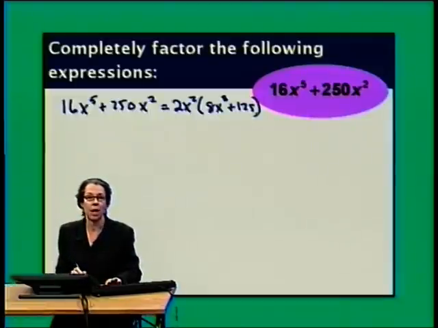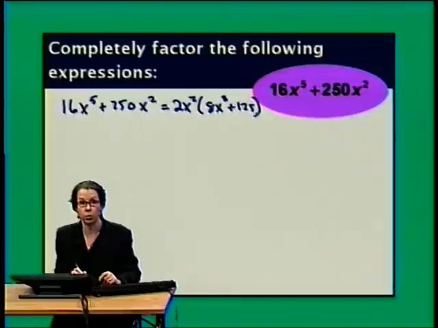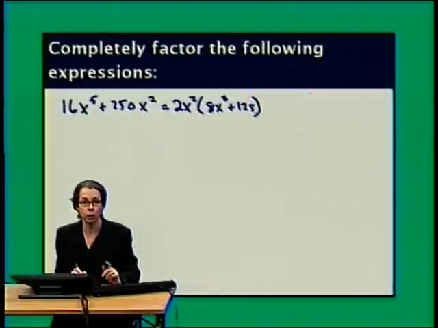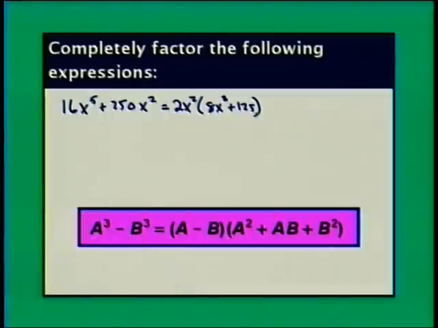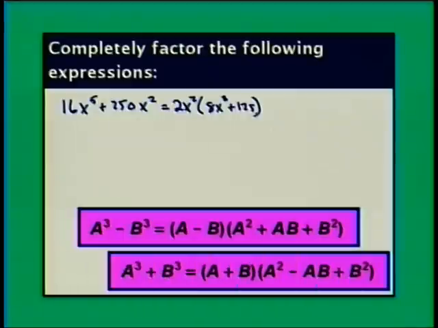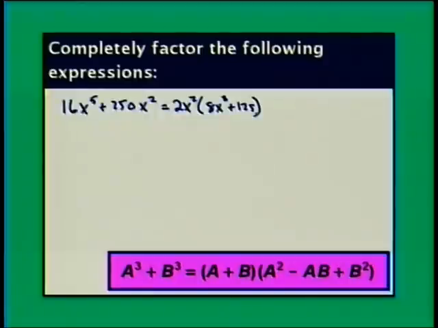Now at this stage, I'm noticing that I have what looks to be the sum of perfect cubes, 8x cubed plus 125. So I'm going to look up or write down on my paper the formula for factoring the difference of cubes. That's not what I have here. I have a sum, and the sum of cubes. Now these are two formulas that you really have to know going into your final exam if you're going to be tested on factoring the difference and sum of cubes. So I'm going to work with the formula for factoring the sum of cubes.